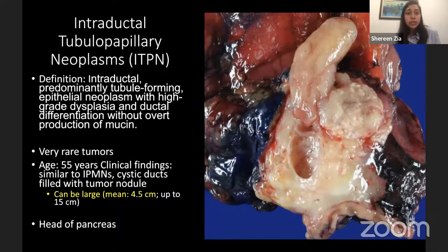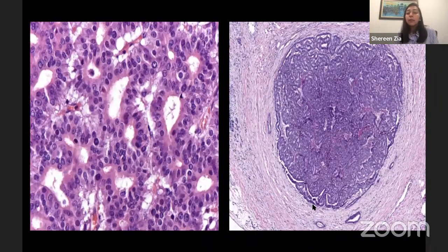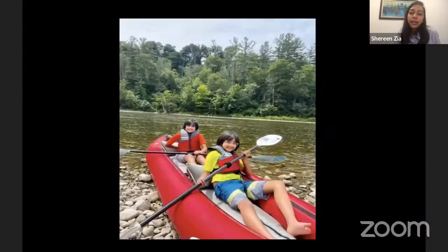Another cystic lesion that should be considered in the differential is intraductal tubulopapillary neoplasm. That's one of the differentials for IPMN because it is still intraductal and they're predominantly tubule-forming epithelial neoplasms with high-grade dysplasia. And this is the gross finding for them. They can be as large as up to 15 centimeters and they usually involve the head of pancreas. This is a microscopic image for ITPN, and you can see they're very compact, involving the whole duct, with back-to-back glands as seen over here. The nuclei are pretty round and monomorphic, and they're in the form of these back-to-back tubules. So that's why they're considered high-grade.